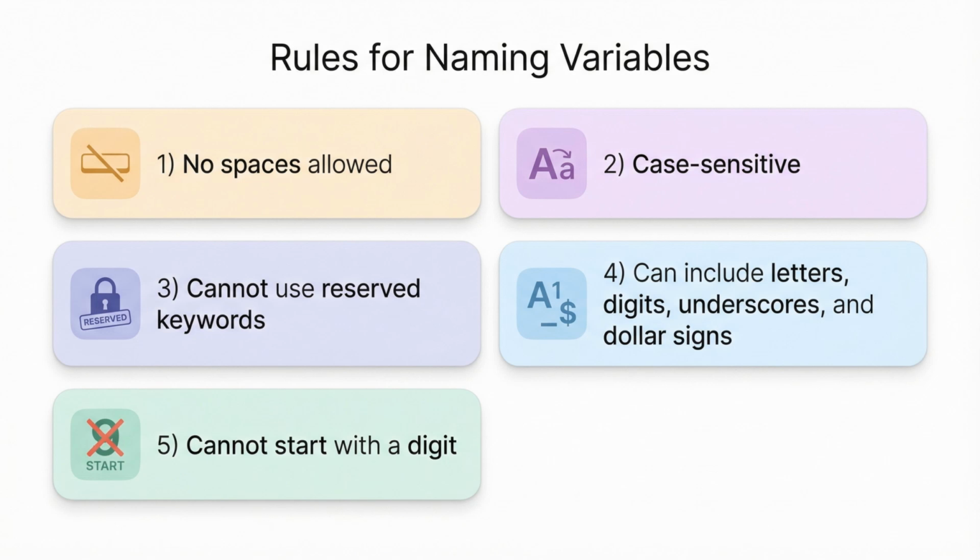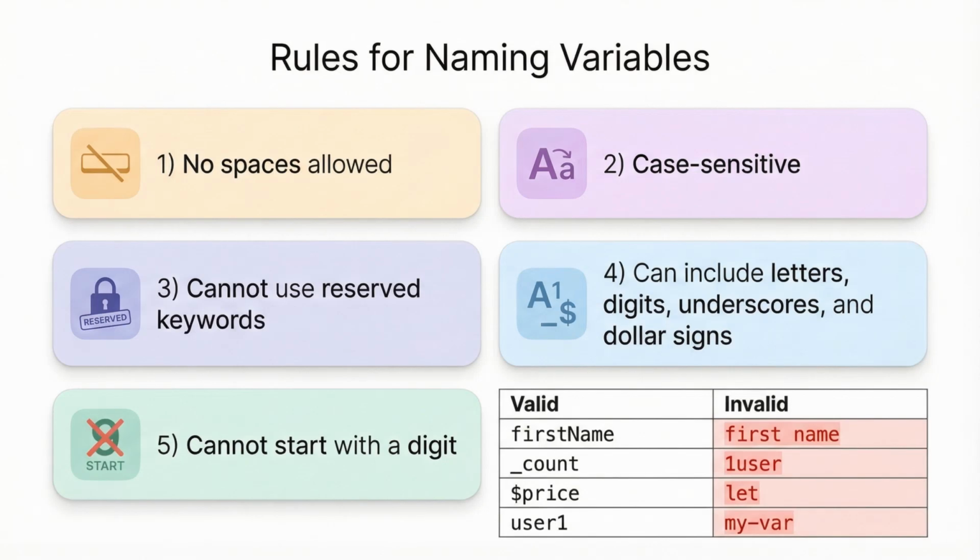Variable names in JavaScript follow specific rules. First, no spaces. JavaScript will misread anything with a space as two separate tokens. Second, names are case-sensitive, meaning firstName and FirstName are treated as completely different variables. Third, you cannot use reserved keywords like let, const, if, or function as variable names. And fourth, names can't start with a number, though they can contain numbers.